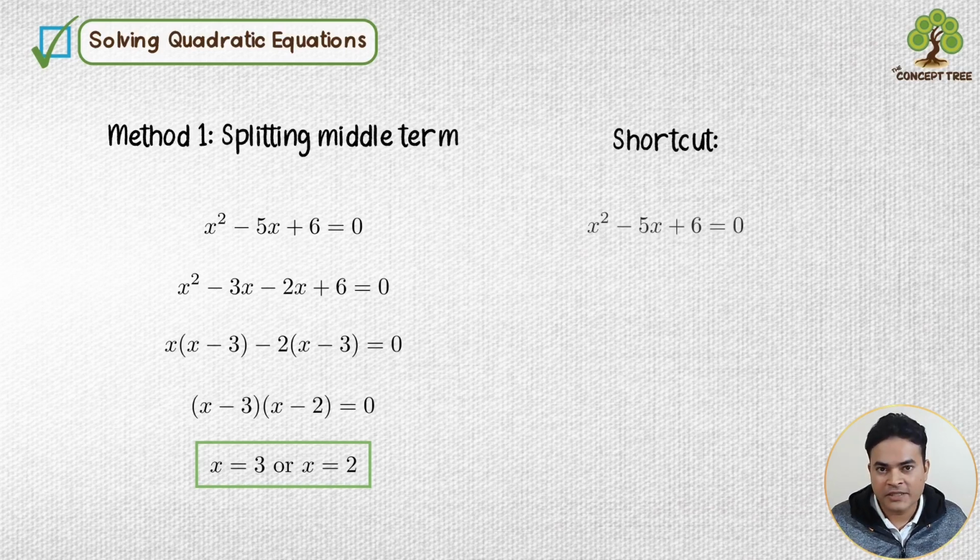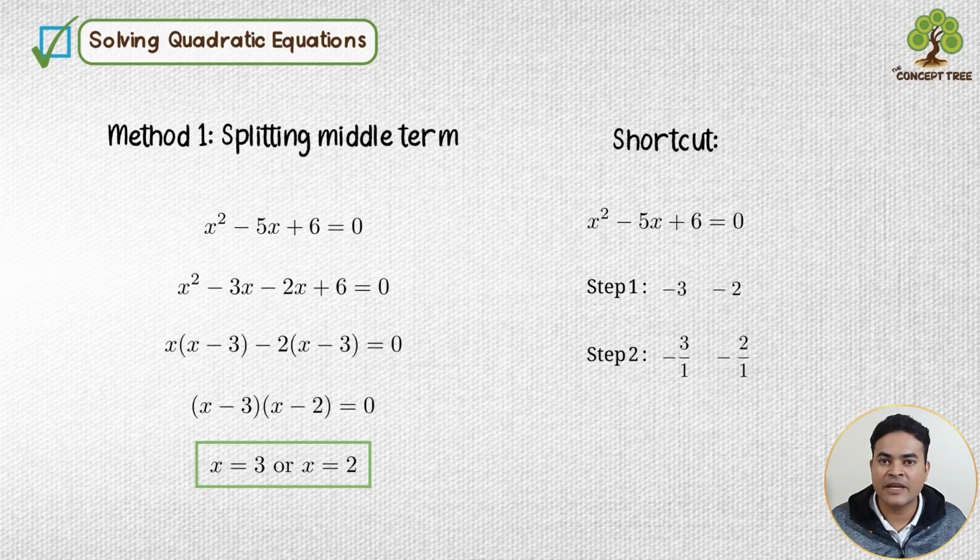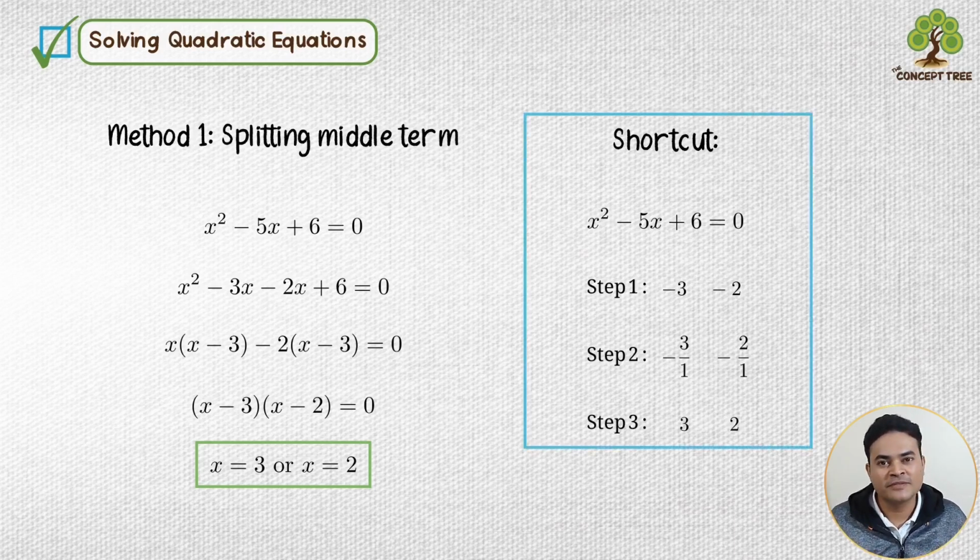So the shortcut is step number 1. Identify the split. So we know minus 5 will get split into minus 3 and minus 2. Step number 2, divide by the coefficient of x square. In this case, the coefficient of x square is 1. So we divide minus 3 and minus 2 by 1. Step number 3, we change the sign. So minus 3 will become 3 and minus 2 will become 2. That is the solution.